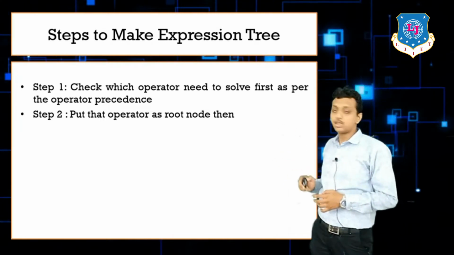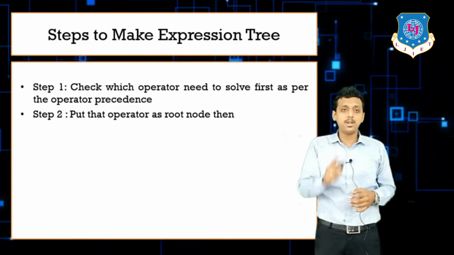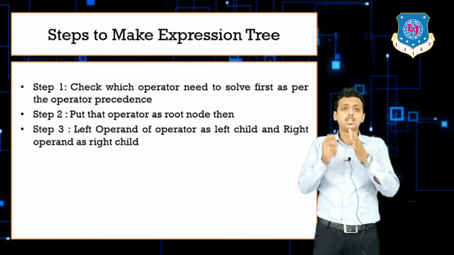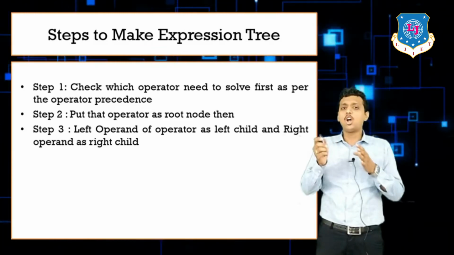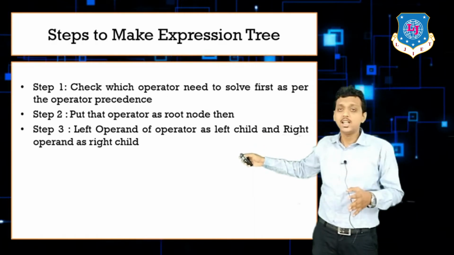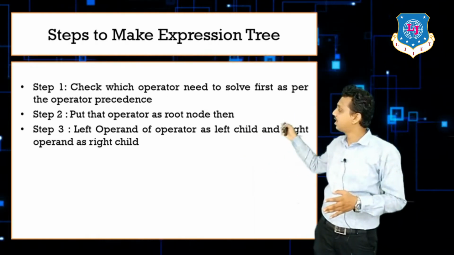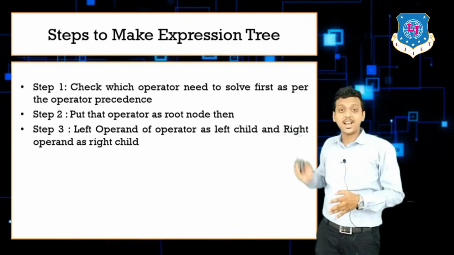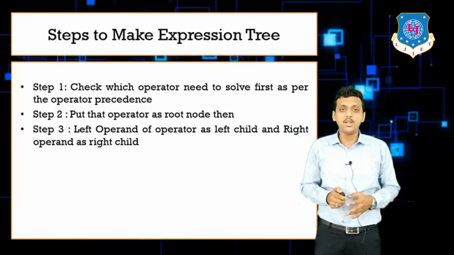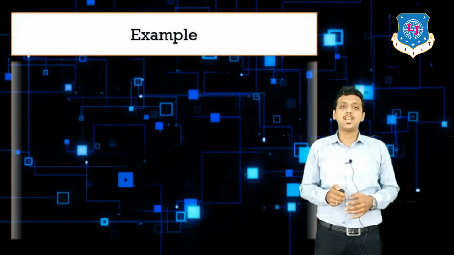Then step number 2 is to make that operator your root node, and step number 3 is that the operands which are on the left side of the operator must become your left child, and the operands which are on the right side of the operator must become your right child. So like this we can make the expression tree. So let's begin with the very first example.